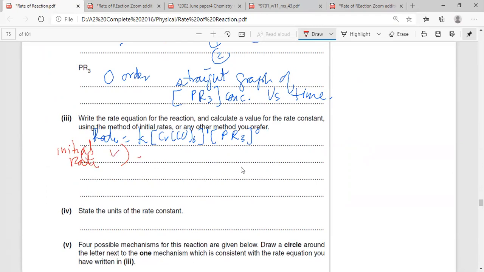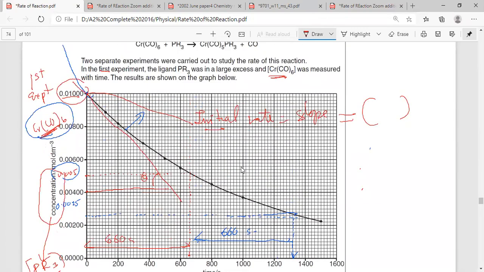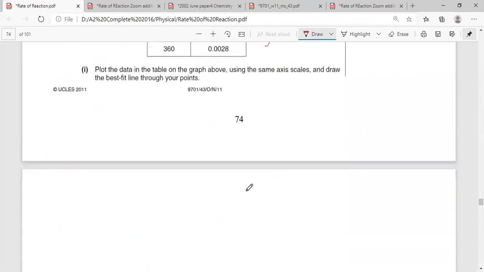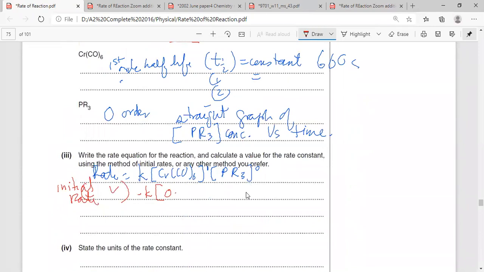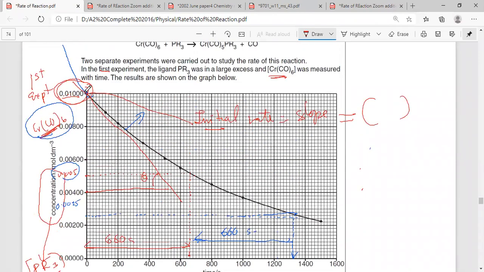Okay, it's a known value. K you don't know, and of course here is how much. Remember, they give you already here. This is your initial concentration, 0.01. Power 1 here doesn't matter, isn't it? Whatever amount here doesn't matter. Of course you can put that. Same, right? 0.01.